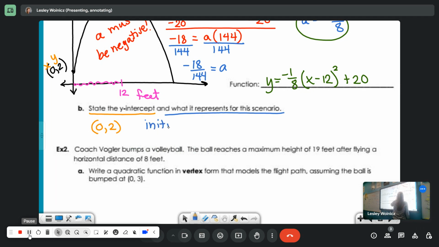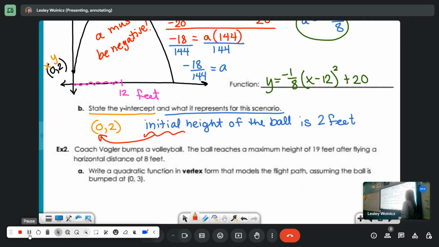Initial height of the ball is 2 feet. Okay, whenever we use the word initial, that's telling us that the x is 0. That's code for x is 0. Any questions about that? All right, let's try another one.